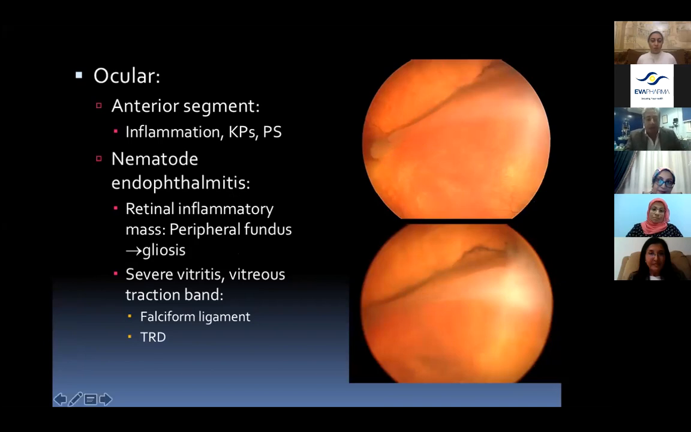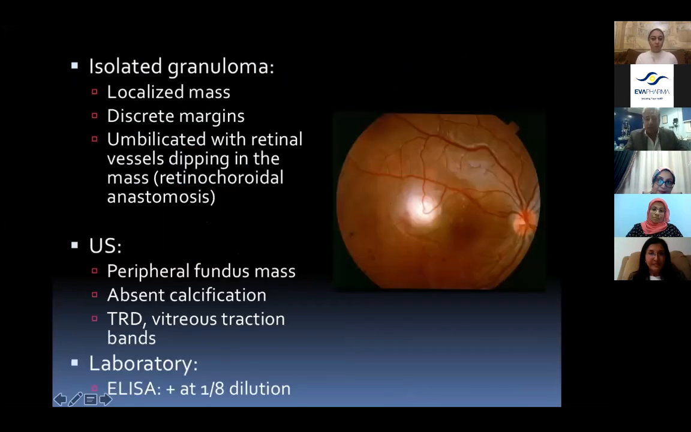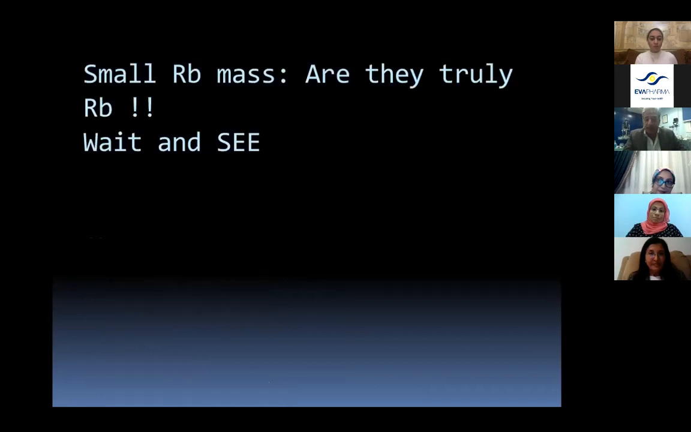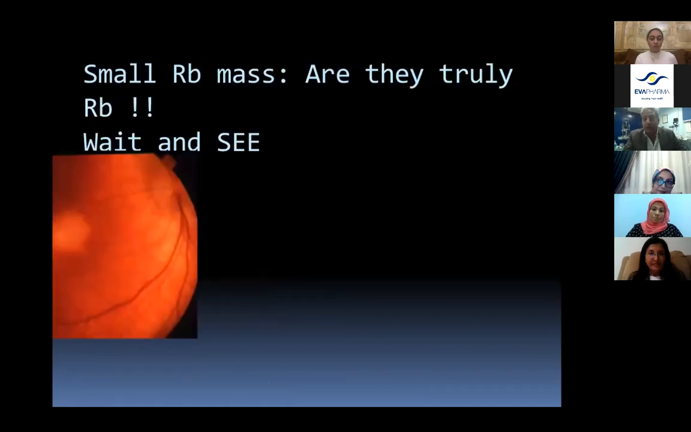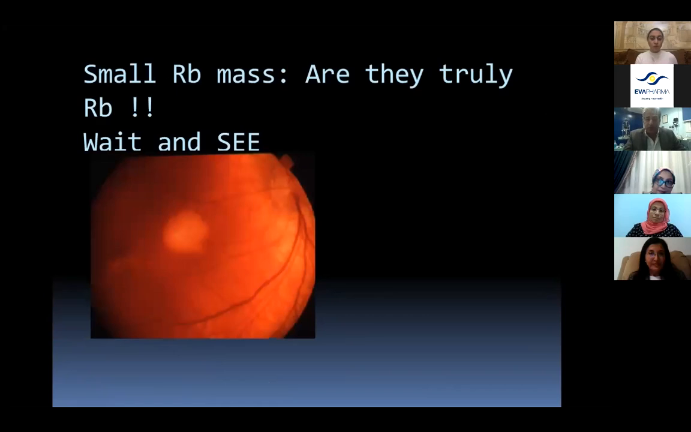Retinal fold is another presentation. Nematode endophthalmitis with severe gliosis, severe vitritis, falciform ligament and tractional detachment along with the granuloma. Isolated granuloma comes as a localized mass with discrete margin, umbilication, serous retinal fluid. And the ELISA may need, or we may need, a PCR to confirm the diagnosis from the aqueous humor sample.